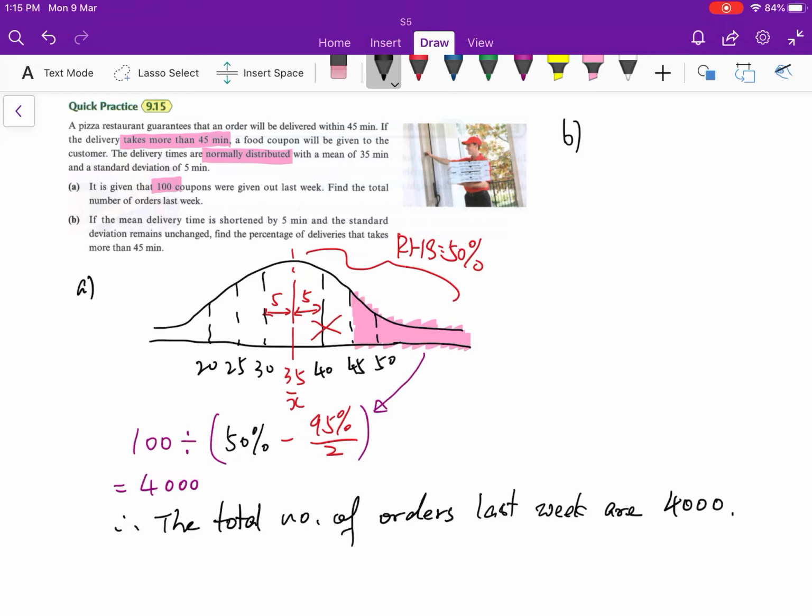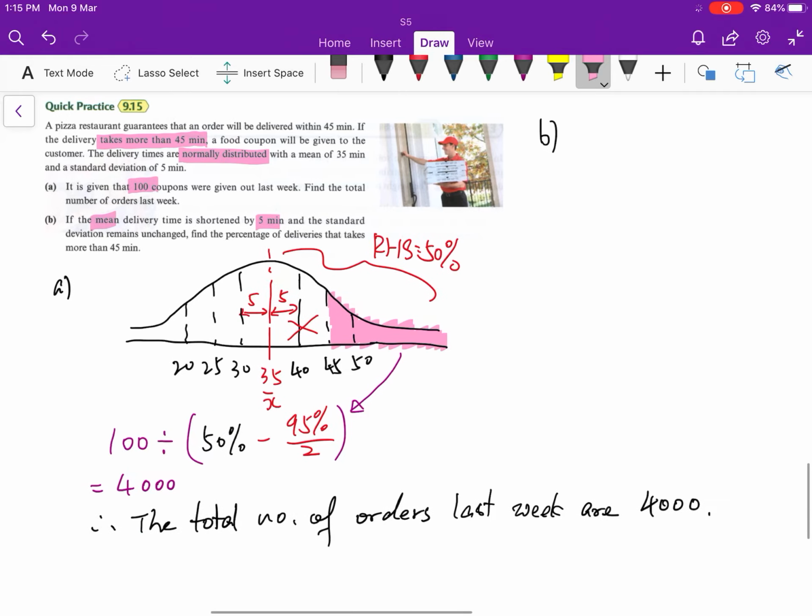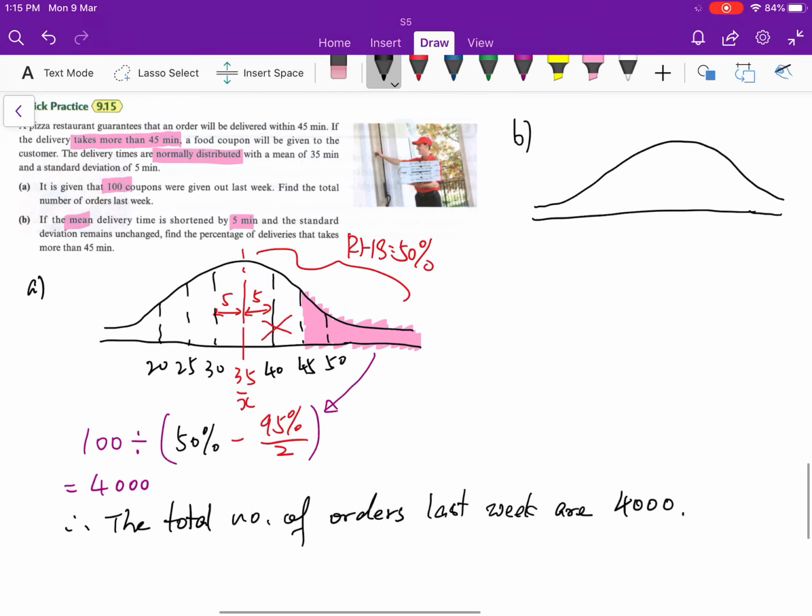Now we go to the B part. Take a look at the question first. If the mean delivery time is shortened by 5 minutes, but the standard deviation is unchanged. Can you see that? So you need to draw a new normal distribution curve, because the mean is changed. So we need to redraw it.